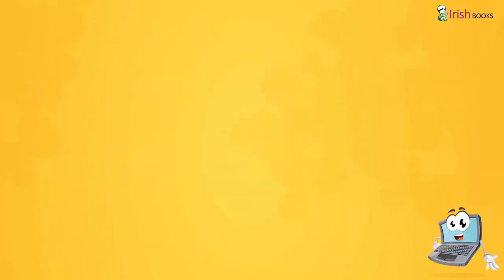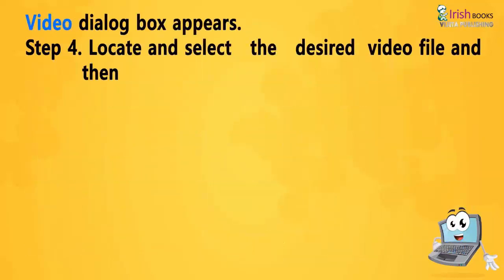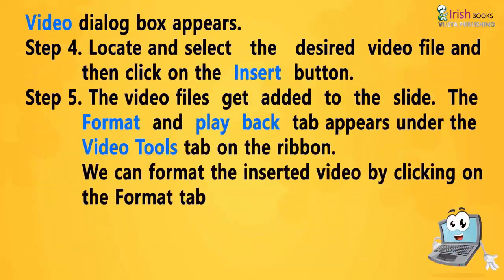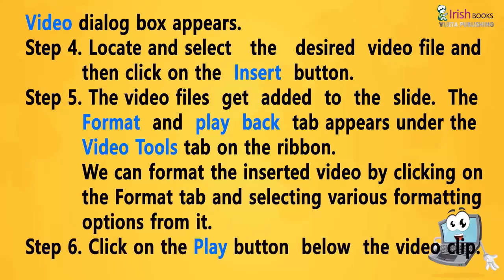The Insert Video dialog box appears. Step 4. Locate and select the desired video file and then click on the Insert button. Step 5. The video files get added to the slide. The Format and Playback tabs appear under the Video Tools tab on the ribbon. We can format the inserted video by clicking on the Format tab and selecting various formatting options from it.